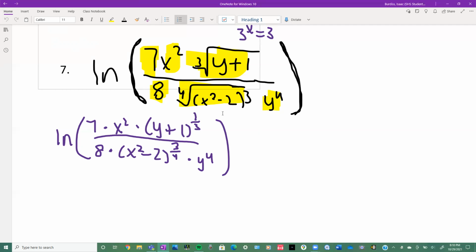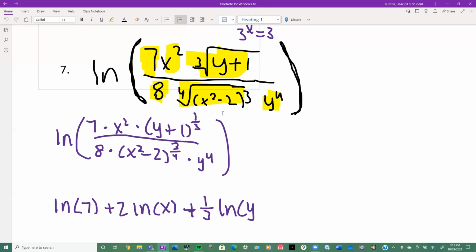So we start out with the 7 here. We're going to have ln of 7. Since it's on a numerator, it's positive. X squared, we can't do ln of x squared. That's not simplified enough. So instead, we do 2 on the outside and then ln of x. Think about it like this. What if you just had x times x, then ln of x, ln of x? That would be 2 ln of x. So that makes sense. Then we have another positive thing here, but this has an exponent of 1/3, so we'll put that to the side, and then we say ln of y plus 1.